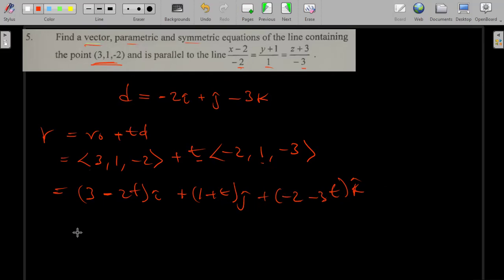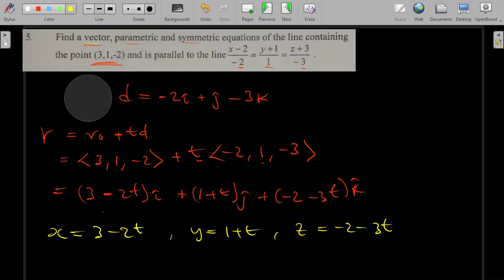To get the parametric equation, I notice that this is just written as x, y, and z. So I just equate to say my parametric equation is just x equal to 3 - 2t, then my y is 1 plus t, then my z is -2 minus 3t. So there is my parametric equation.